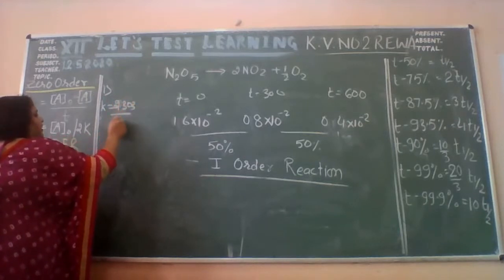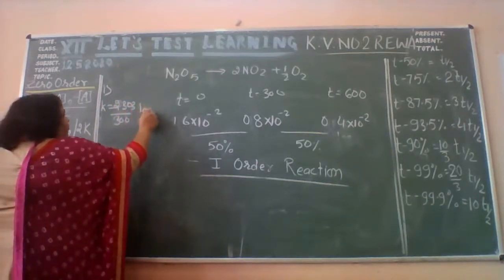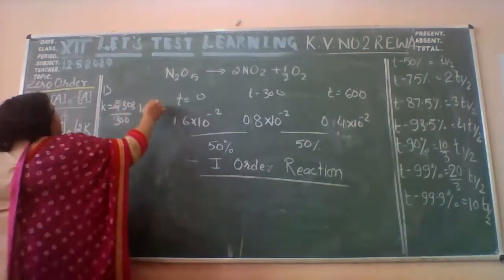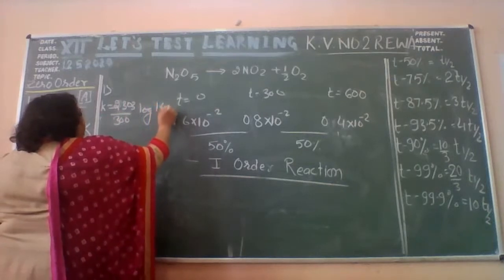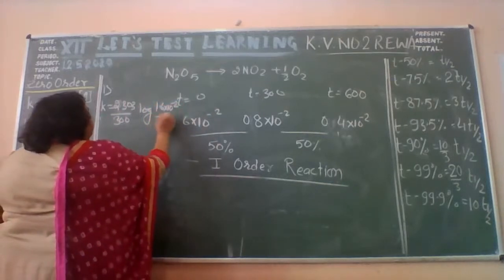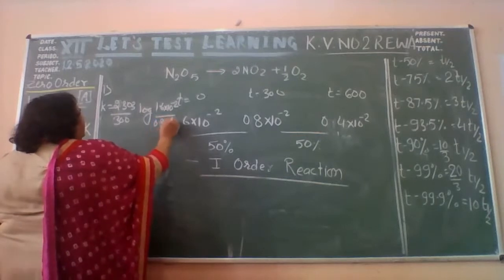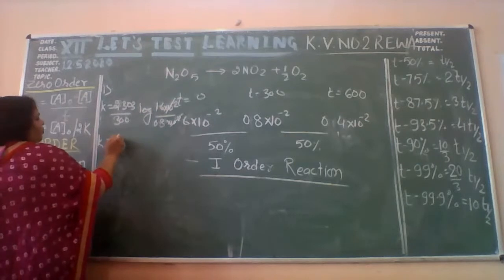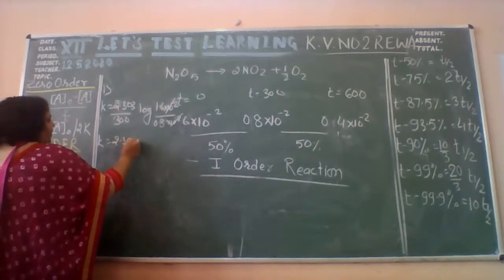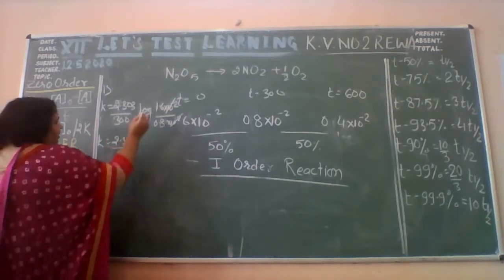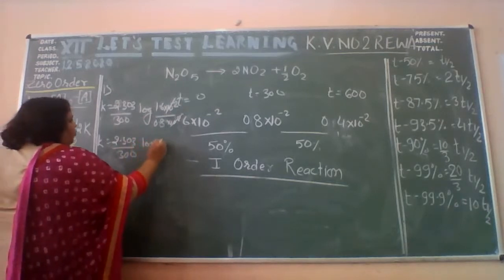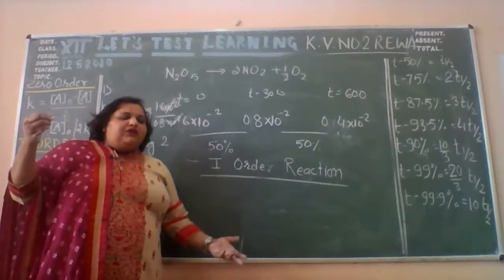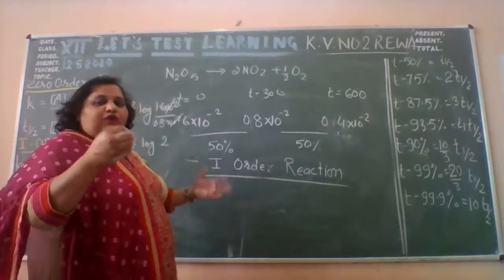2.303 upon 300 log of, what is the log? Initial concentration here, 1.6 into 10 to the power minus 2, here 0.8. This cancelled out. Here K is equal to 2.303 upon 300 log of 2. The value must be given. Okay, the value will be given here. No need to be worried about this.